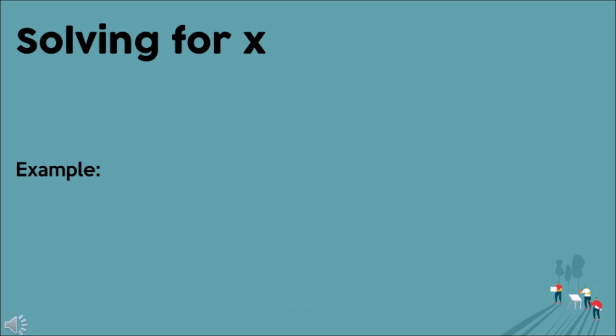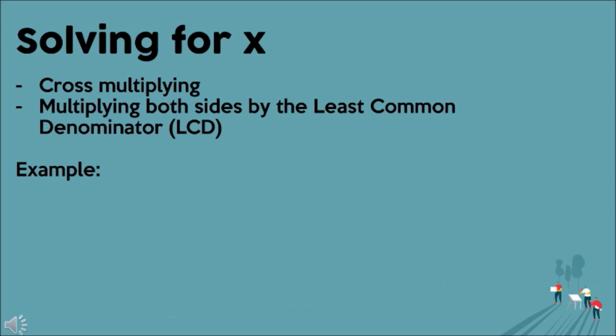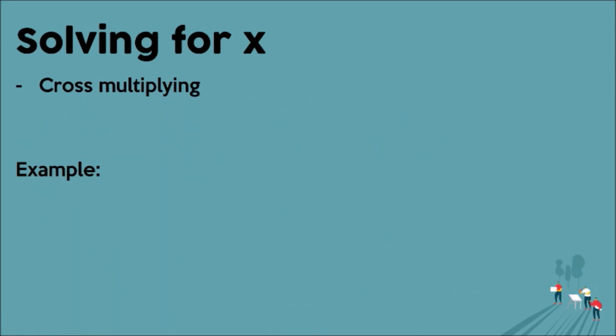In solving for x, there are two common ways that people use: cross-multiplying and multiplying both sides by the least common denominator. We cross-multiply if we have one fraction equal to one fraction, that is, if the fractions are proportional.